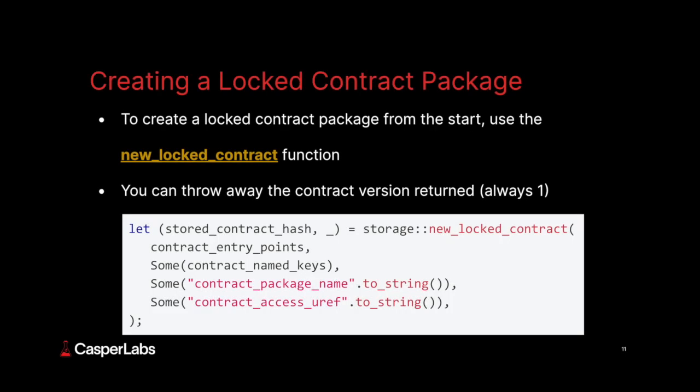If you wish, you can create a locked contract package from the start using the new locked contract function. Apply the contract entry points and named keys when you call the function. You can also specify a hash name and a uref name that will be placed in the context named keys. You do not need to save the version number returned since it will always be equal to 1. Remember that this contract can never be upgraded and this decision is irreversible.